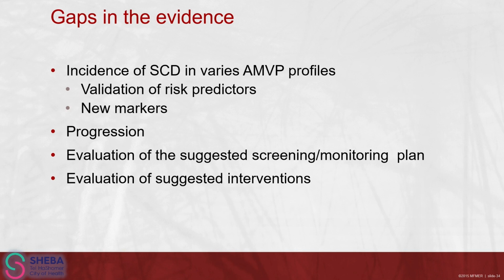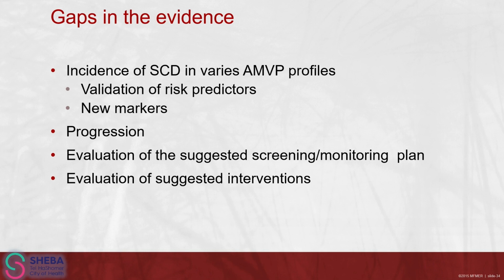We have to admit that there are major gaps in our knowledge and understanding at this point. We don't really know what is the incidence of sudden cardiac death in the various arrhythmic mitral valve prolapse profiles. I've listed multiple risk predictors, but they all need to be validated. We may need to look for new ones. We need to understand the process of disease progression to understand its predictors and rate. And we need to evaluate the screening and risk stratification program that has been suggested, and the same goes for the suggested interventions.